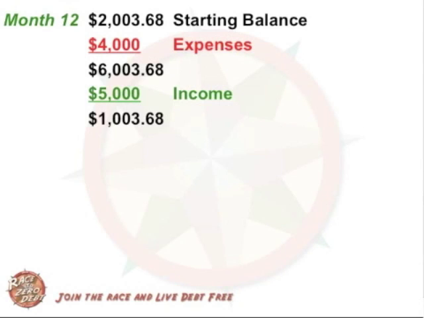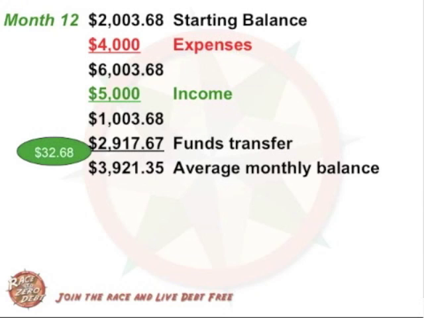Okay, so now let's jump ahead to month 12. Now this is where it gets exciting. We do it again, and our balance comes down to $1,003.68. The software optimizes our money. It knows if we deposit another paycheck, the bank will be using almost $4,000 of our money. We do another funds transfer, and in this case, it's $2,917.67. Again, down to the penny. The software is very, very precise.